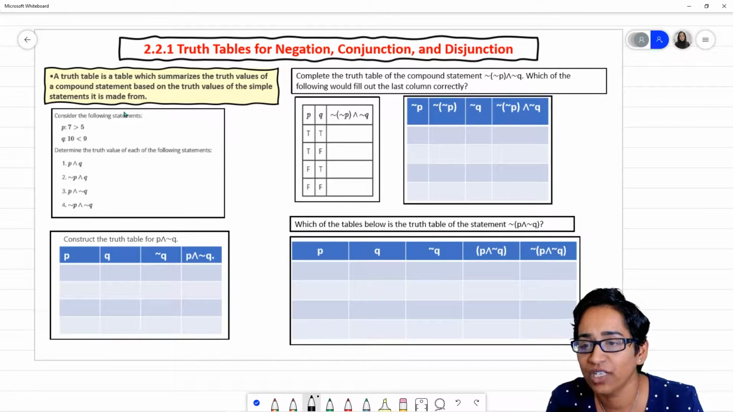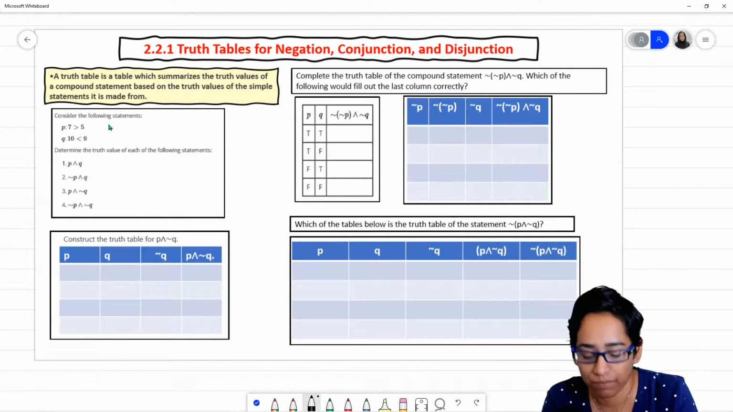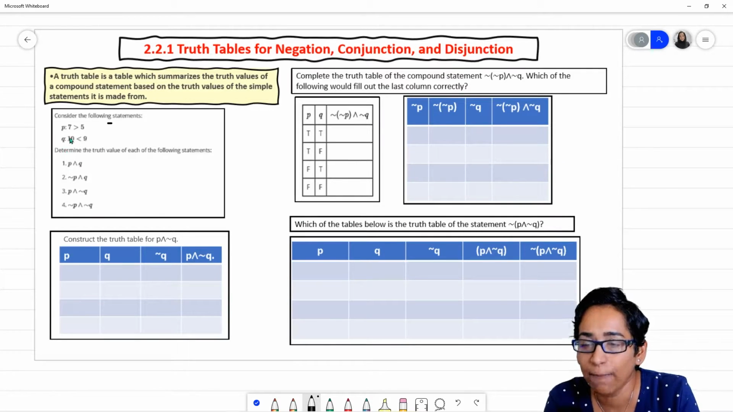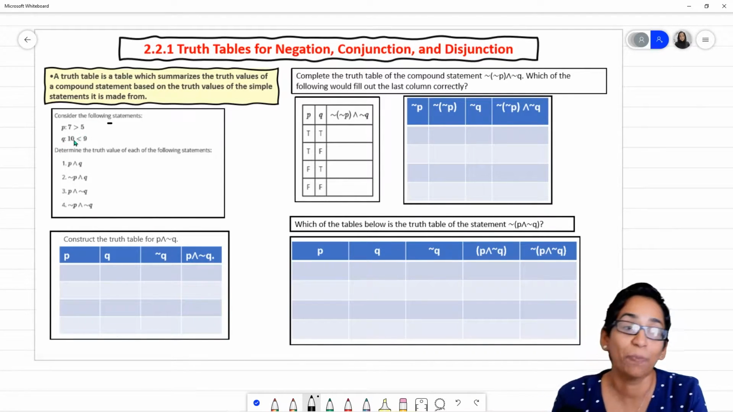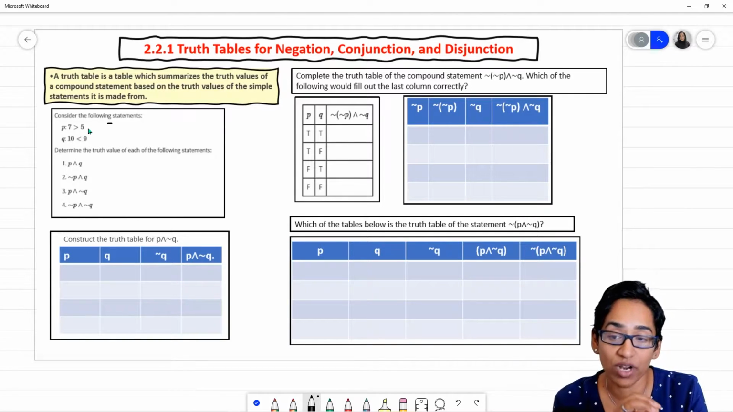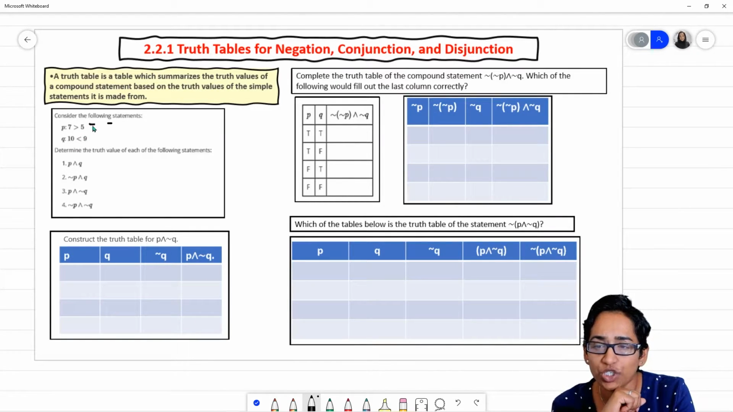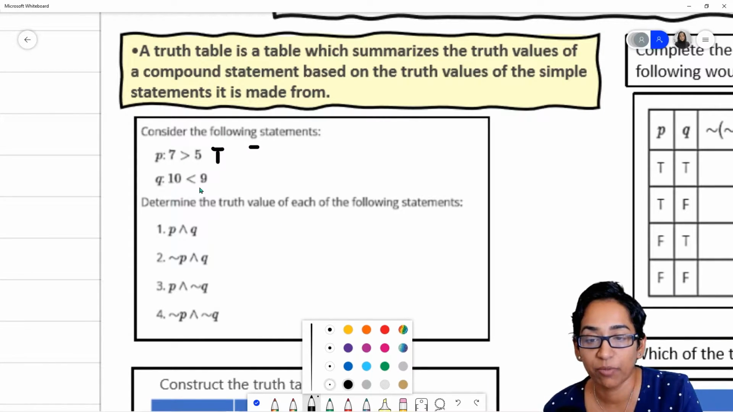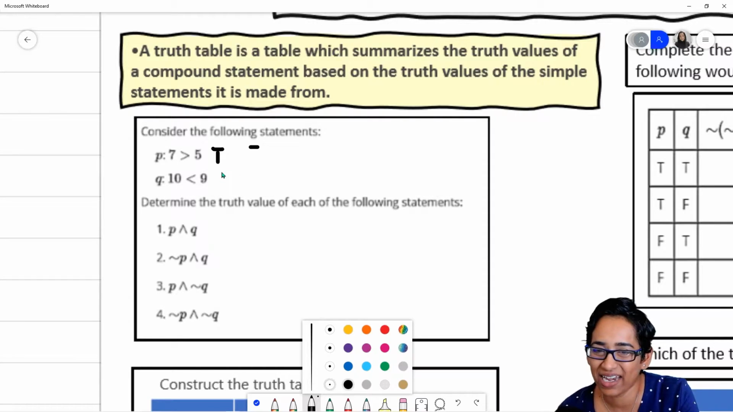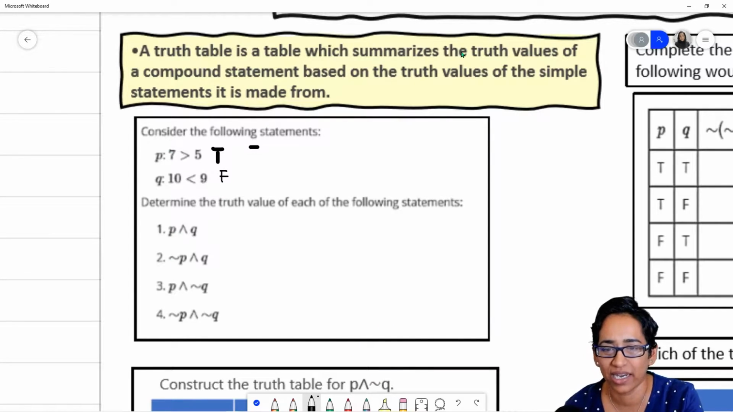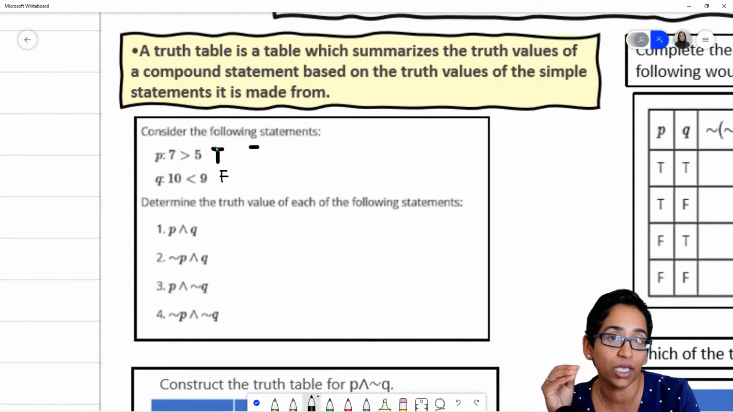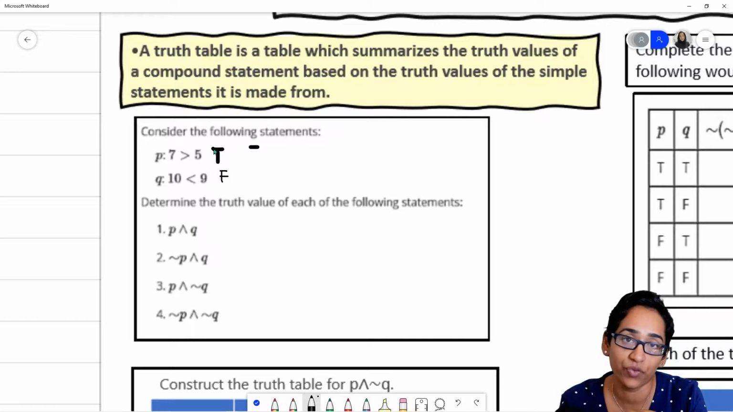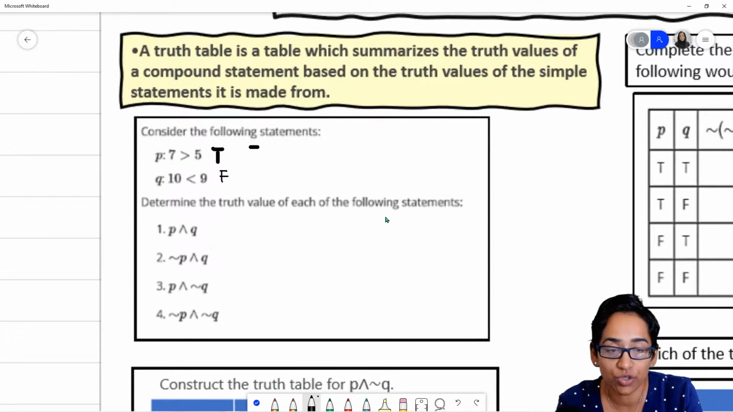So here I have, consider the following statements. P is a statement and it says 7 is greater than 5, which is true. Let me zoom in. And I have another statement Q where 10 is less than 9. That's false. 10 is not less than 9. But 7 is greater than 5. So every time they give you statements P and Q, you start with the truth values of those statements. Determine the truth value of each of the following statements, P and Q.